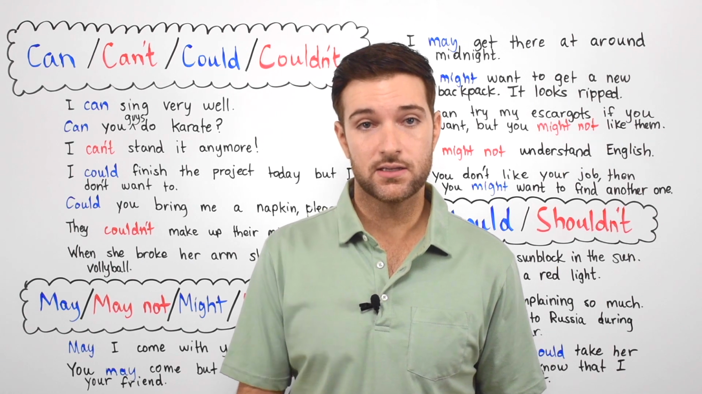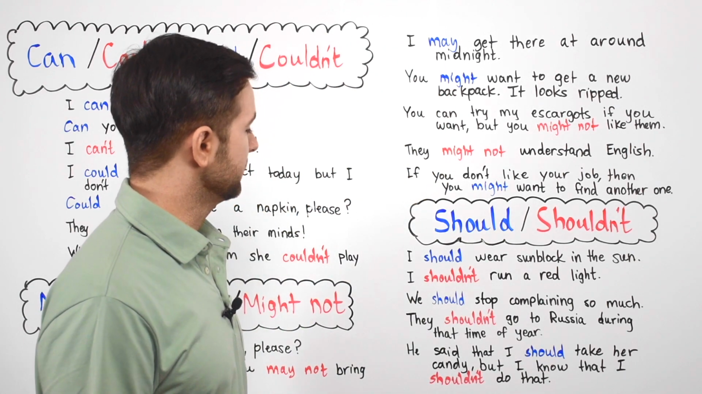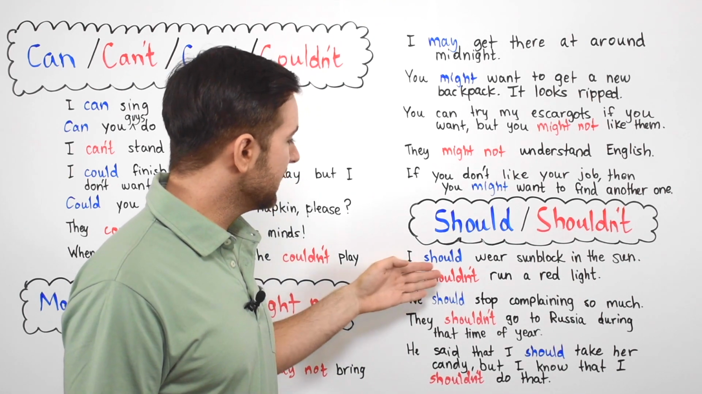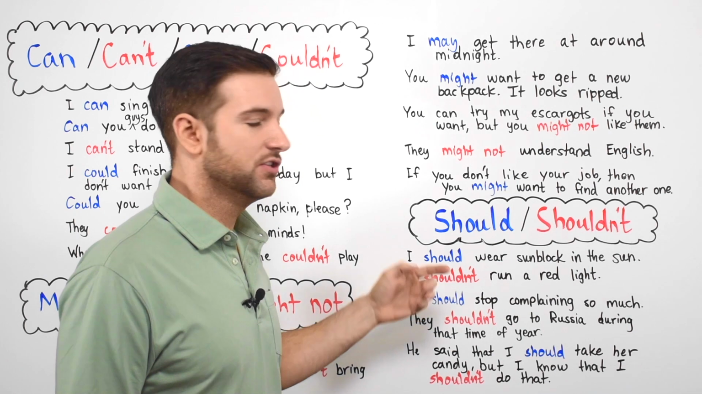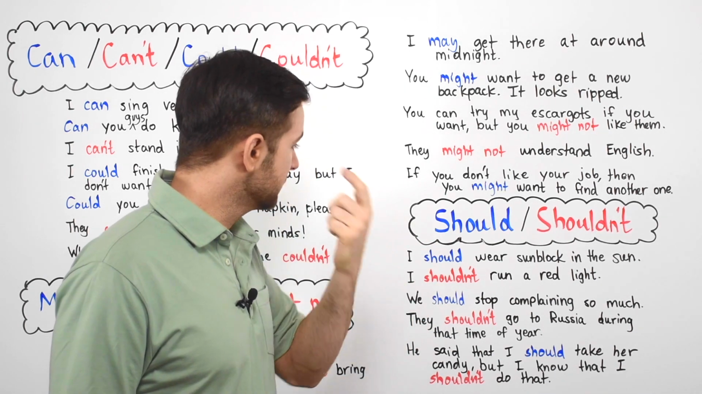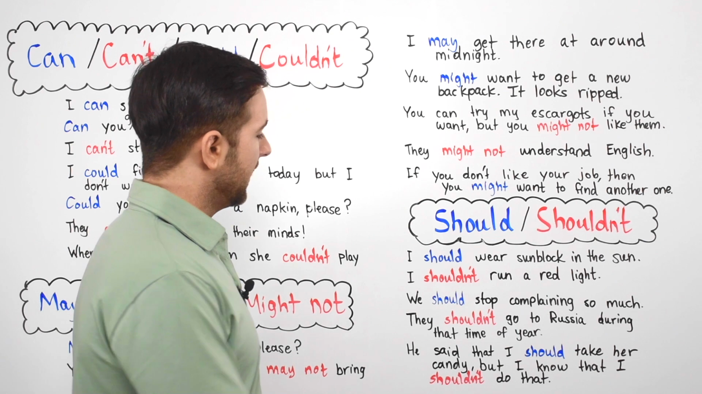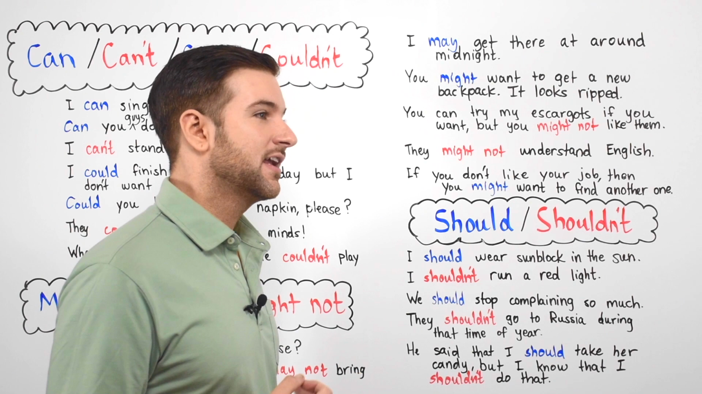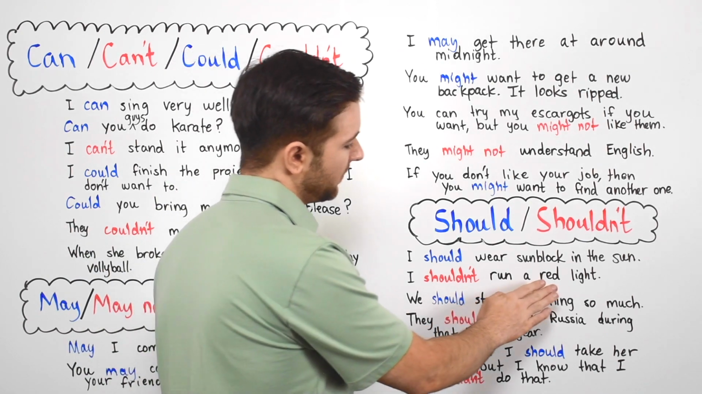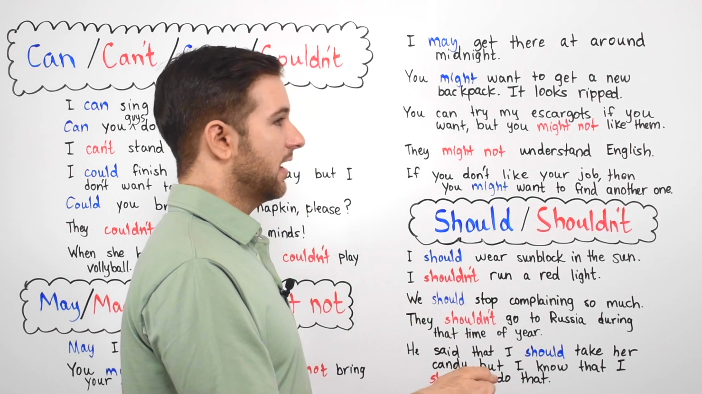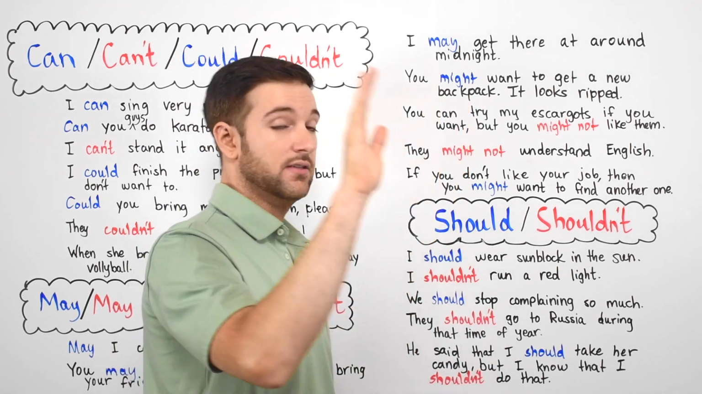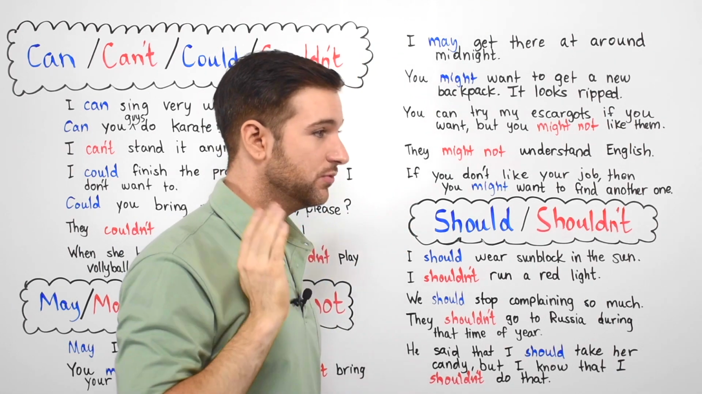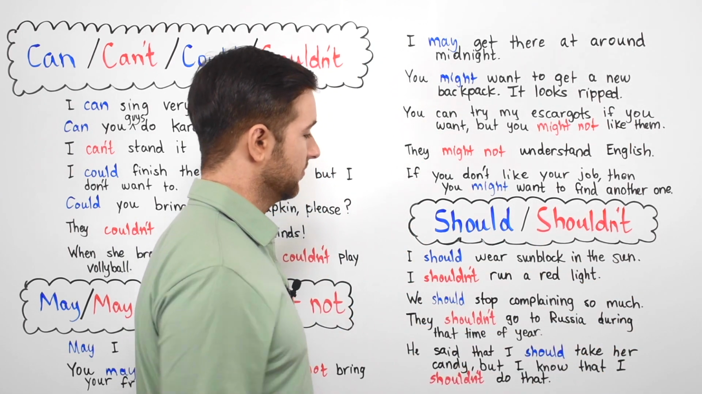What we think. So let's go ahead and look at examples. I should wear sunblock in the sun. It's like, I think I should put on sunblock in the sun. It's your opinion. It's what you think. I shouldn't run a red light. It's like saying, I don't think it's a good idea that I run a red light. Meaning, when you're driving a car, you have the light. It's red, yellow, and then green. A red light is when it's red and you pass through. You run through the red light.